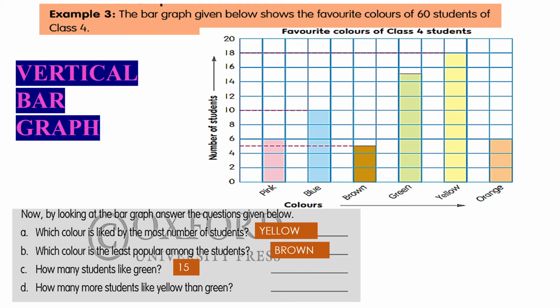How many more students like yellow than green? Yellow is 18 students and green is 15 students. So now the question is, how many more students like yellow than green? You have to subtract: 18 minus 15 equals 3.